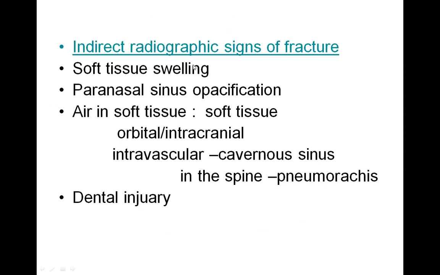Indirect radiographic features include soft tissue swelling, paranasal sinus opacification due to collection of blood, air in soft tissue, air in the orbit, which we call pneumo-orbit, and intracranial air, which we call pneumocephalus, or if it is present in the spine, we call it pneumorachis. Also, dental injuries can be seen in these X-rays.